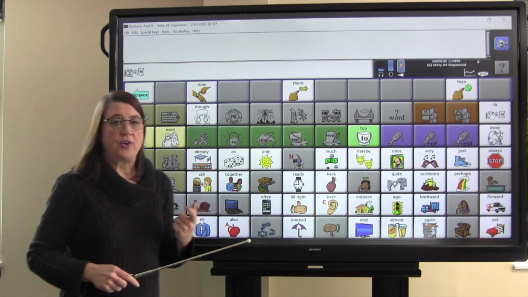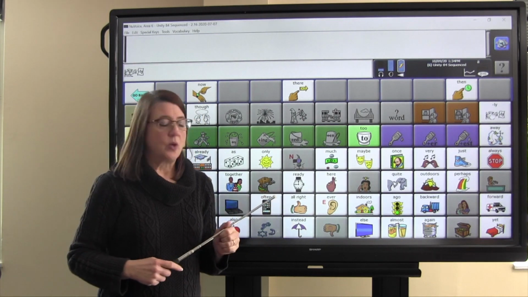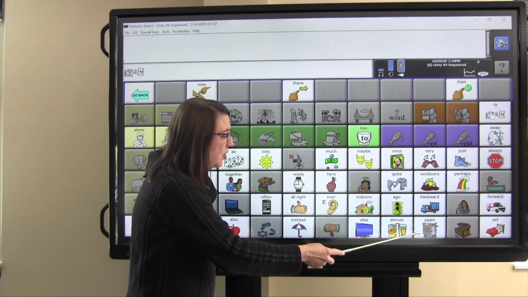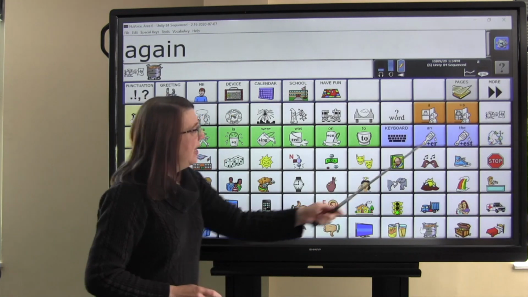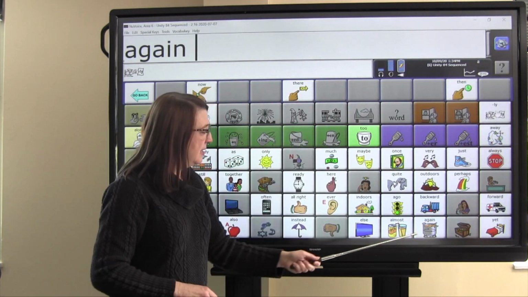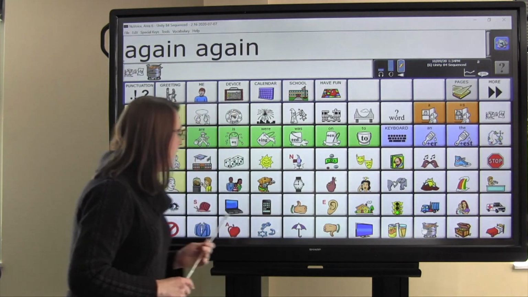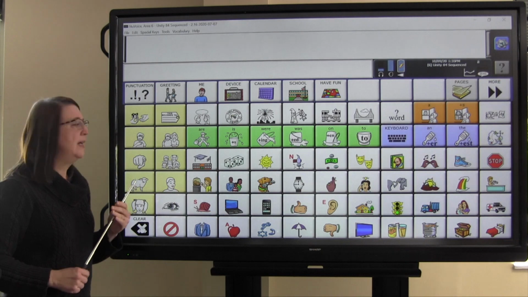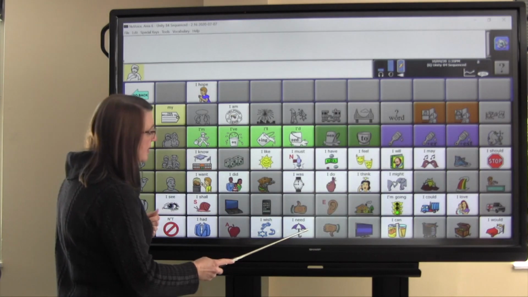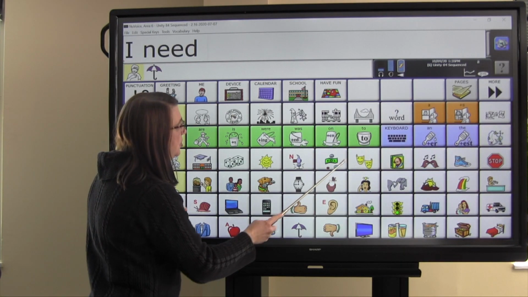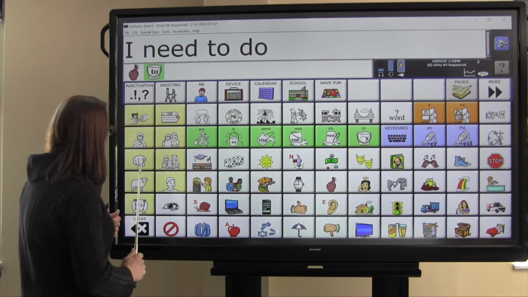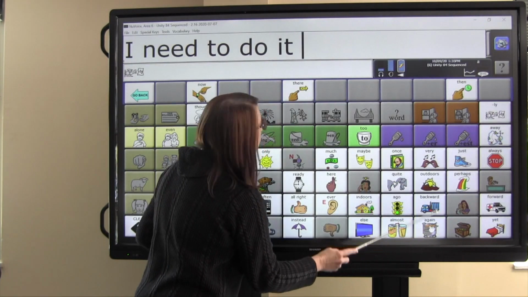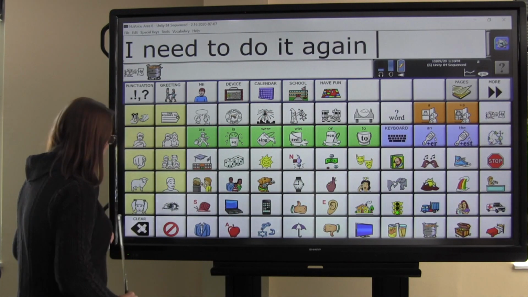So one of the first adverbs like this that I teach is the word again. Like we have to cook again, it's time to cook again, we want to eat again, or we have to stir it again. And so again, it's the adverb key plus the kitchen icon. Let's say I need to do it again. I need to do it again.